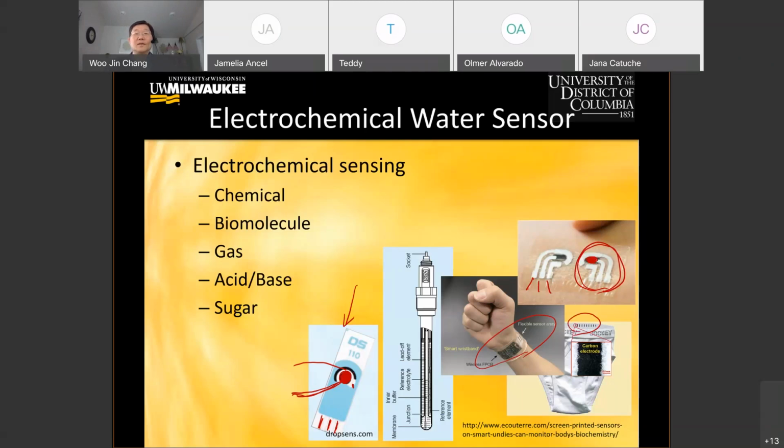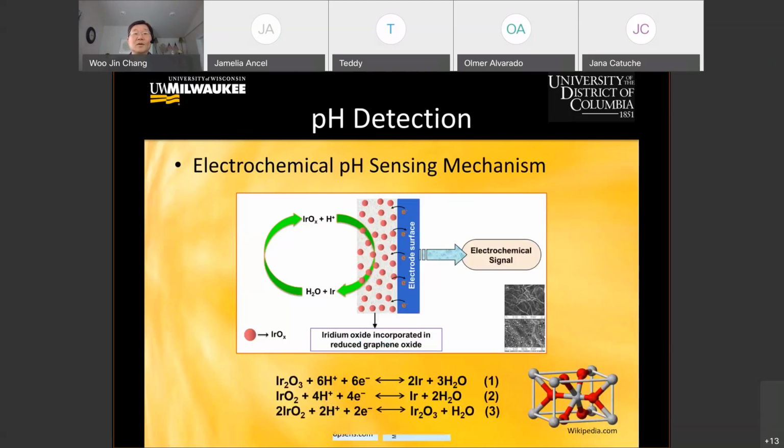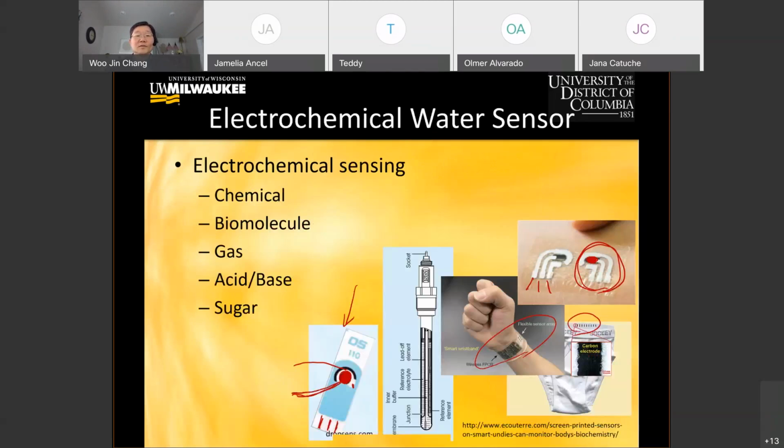Okay, so now I want to talk about the sensors that were developed in my lab. The first one is the pH sensor. As introduced here, I use this screen printed electrode and then use different chemicals to modify the surface of this active electrode. And then depending on the treatment material, the sensor can detect different chemicals.